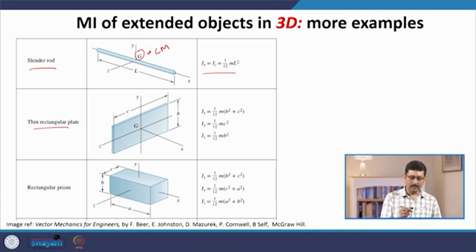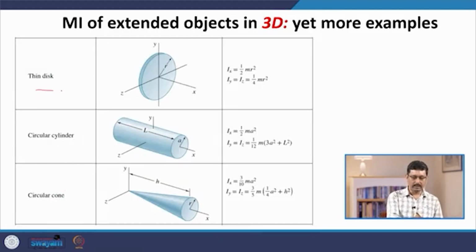Similarly, we can take a thin rectangular plate, and again we are considering a reference frame where the origin is the center of mass, with the x, y, z directions as shown, and then we have some standard results. We can also take a rectangular prism, a thin disc, a circular cylinder, a circular cone. So, these are some of the simple shapes that I have listed here. In all those cases, remember that the origin is at the center of mass.